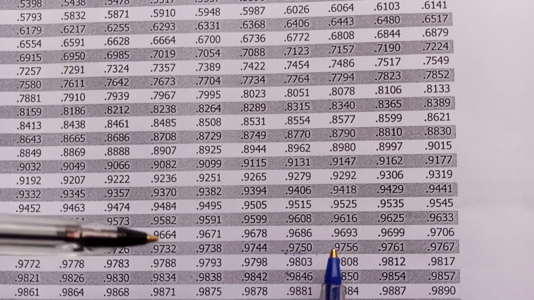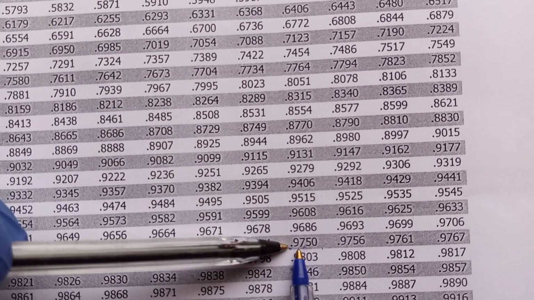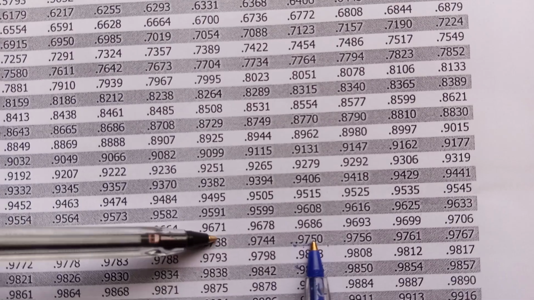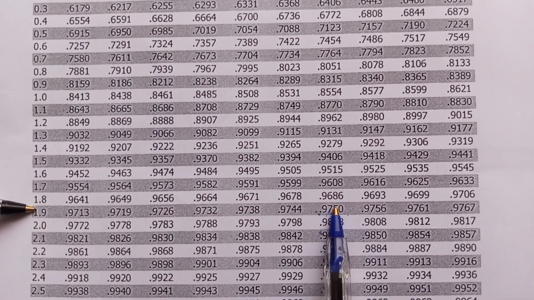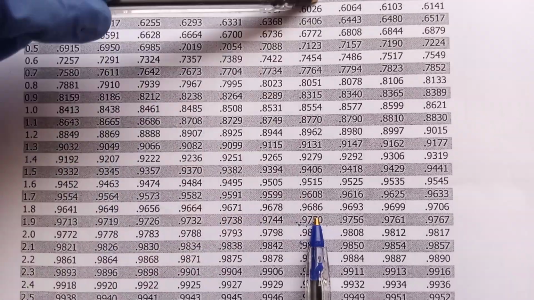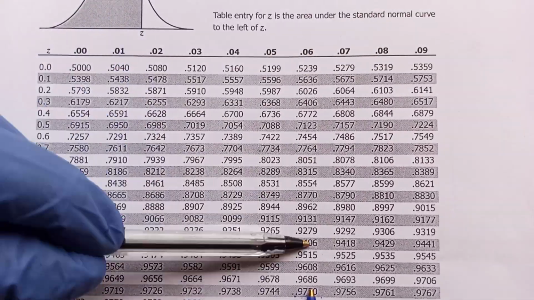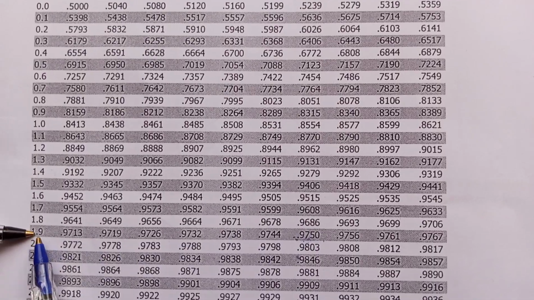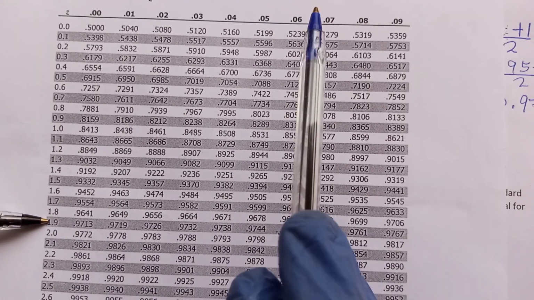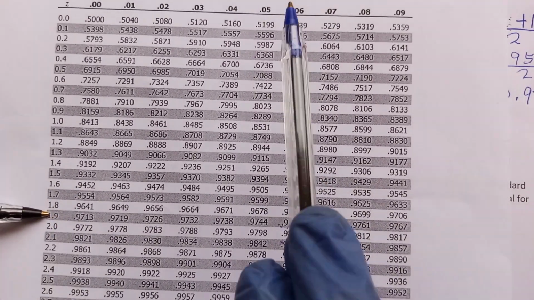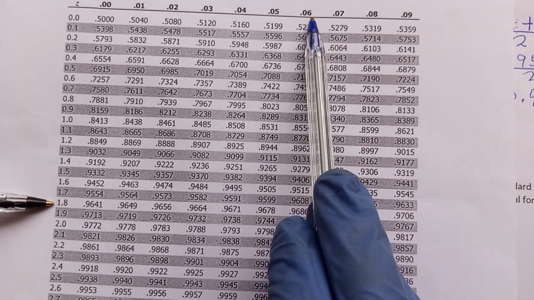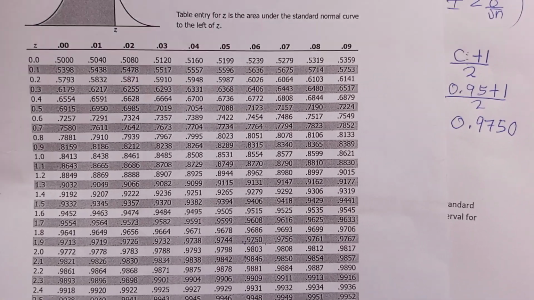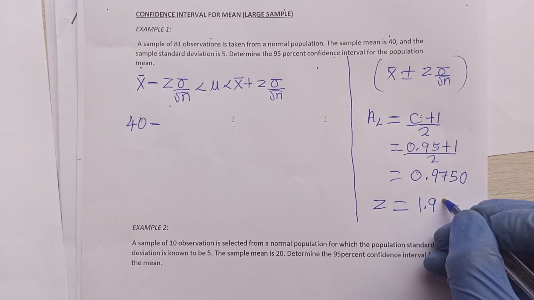Now what you're going to do is that where you've located 0.9750, when you check it towards the side, what do you see over there? 1.9, isn't it? When you trace it upward, there is 6 over there, isn't it? So this means 1.96. So our positive Z score is 1.96.